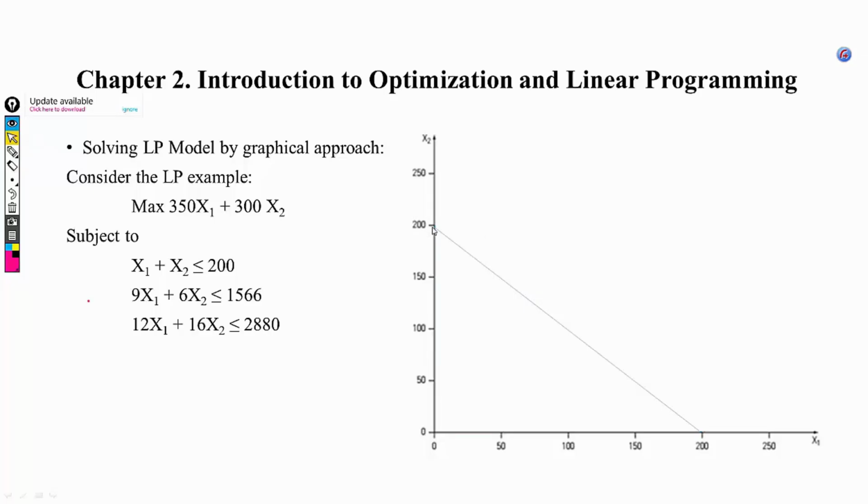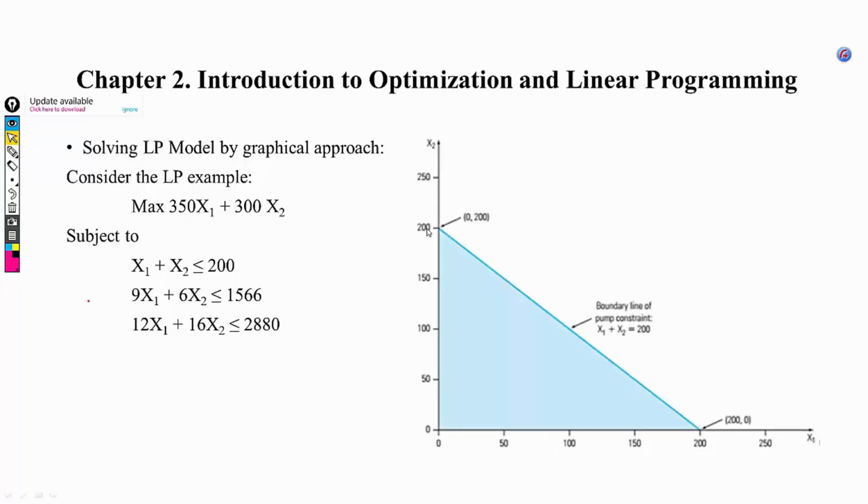So this is a plot of the first constraint, and the feasible area represented by the first constraint is this blue area. When we plot the constraint as an equality, we call that the boundary line of the first constraint, and this area is the feasible area represented by the first constraint. Now plot the second constraint as an equality constraint.